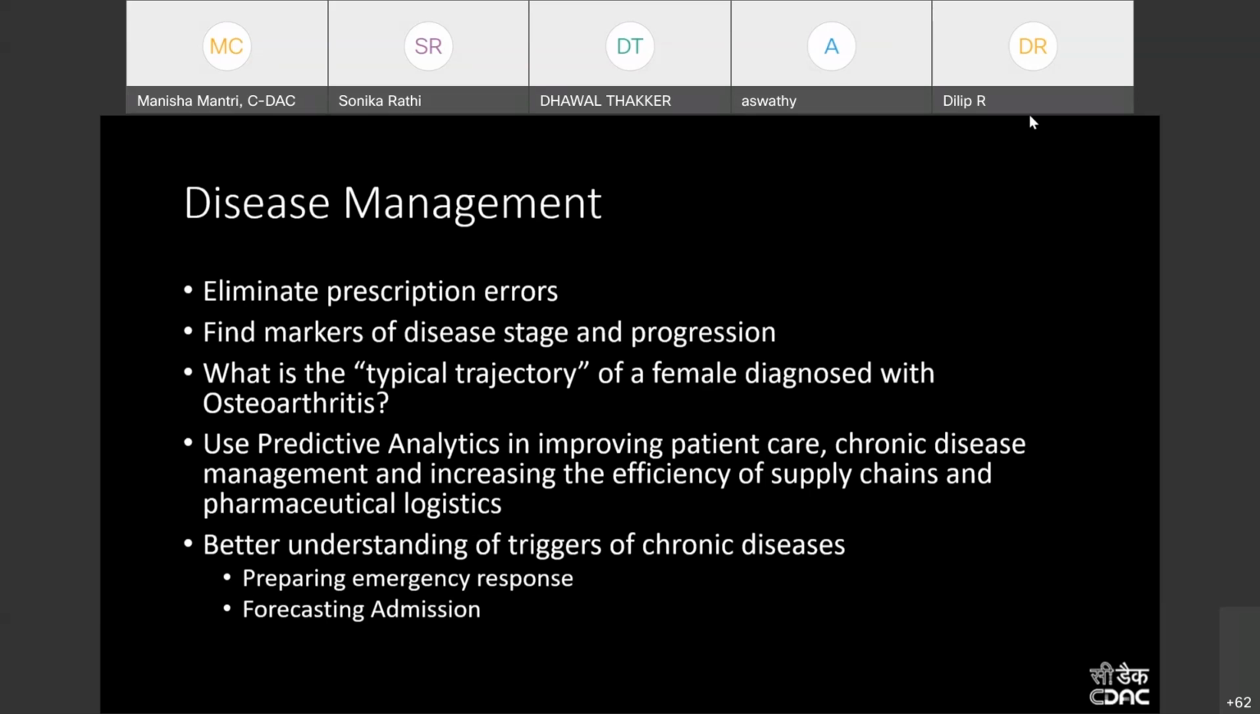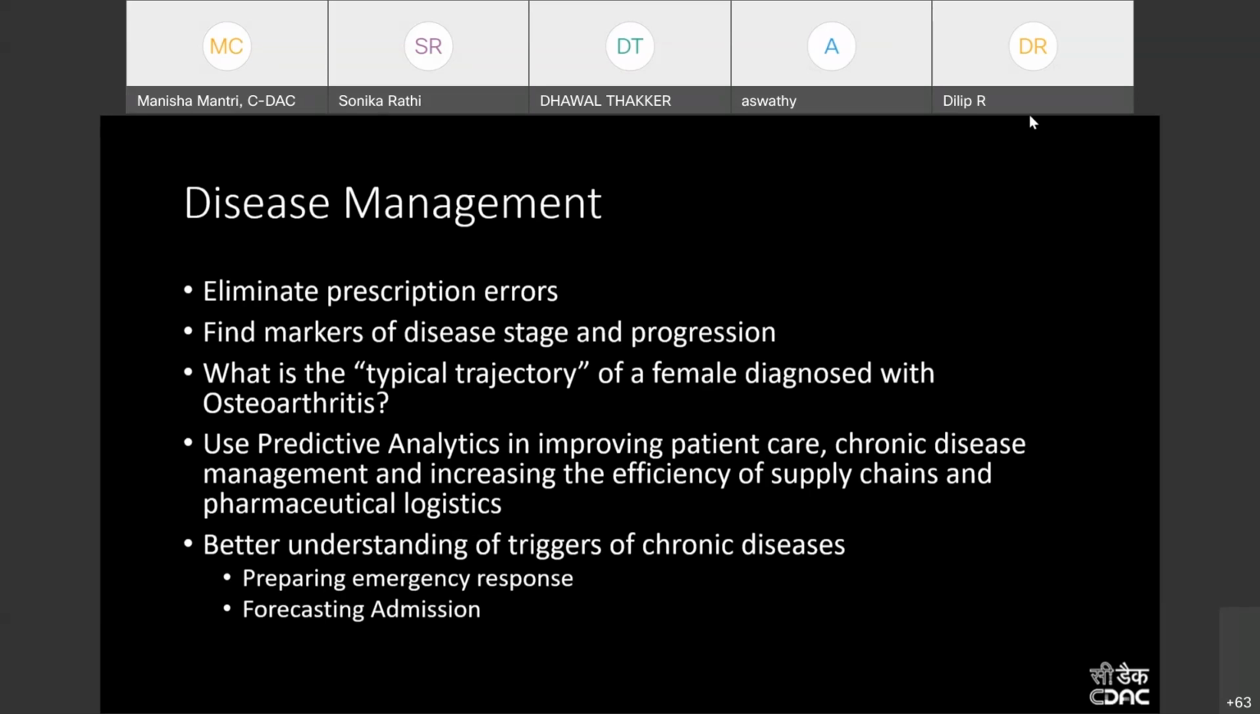And then you use predictive analytics for improving patient care, the chronic disease management also, and increasing the efficiency of supply chain of pharmaceutical logistics. So for example, you think that the patient is going to require XYZ, and you are a very small clinic, then you can also think of having some advanced logistics of such pharmaceutical requirements or medicinal requirement or dosage requirement, especially for chronic patients like those going through kidney transplant, or going through some certain level of blood transplant.